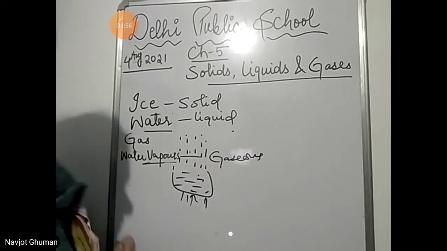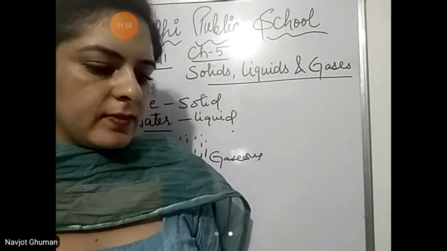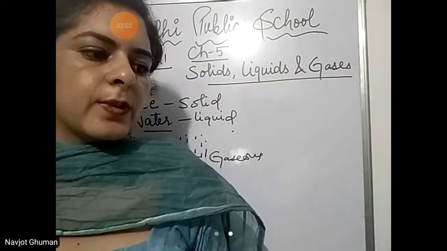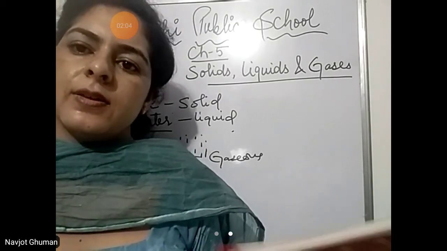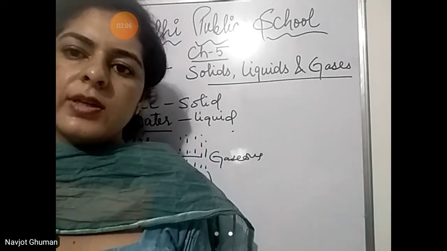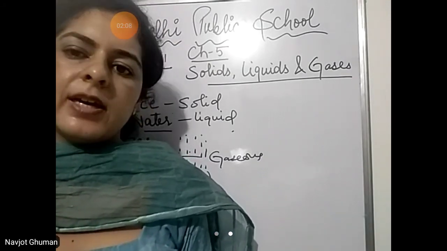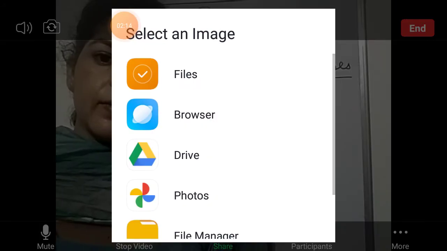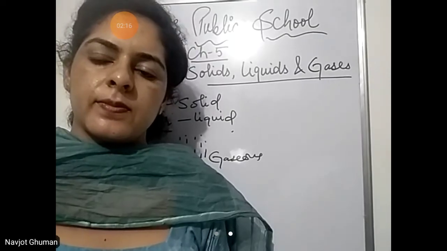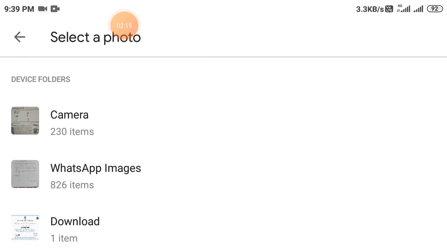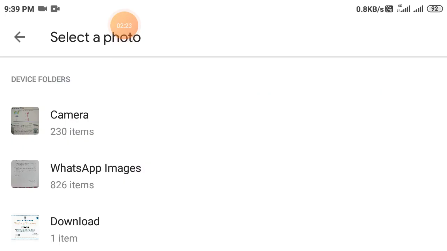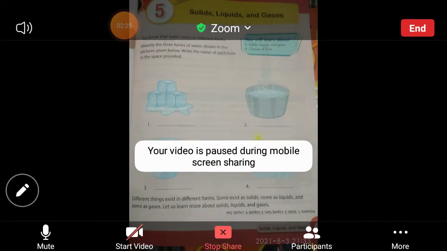So there are some pictures given on this page. What you have to do is write the name of each form in the space provided. You have to write the forms of water over here, which is solid, which is liquid, and which is the gaseous form. So see the pictures over here. So these are the pictures given to you.